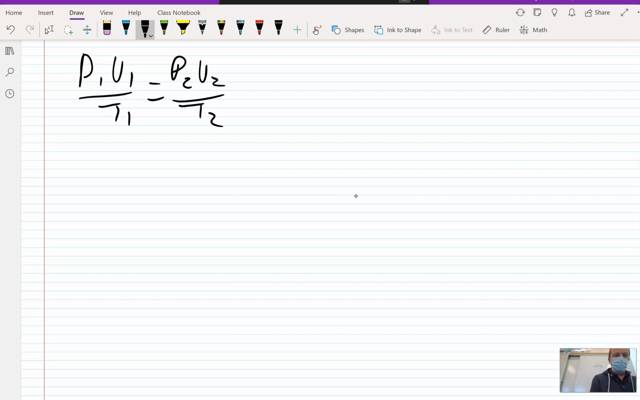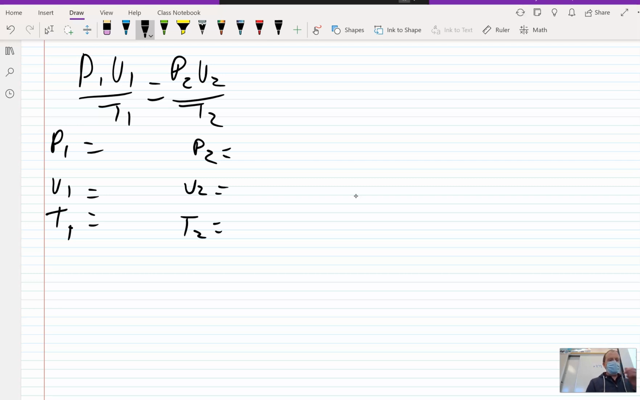There's 6 variables. Sometimes with the combined gas law, it might be a good idea to line out the variables before you start. You can do this on the other ones too if you find it helpful, but I like to line out the variables here, because there's more stuff to keep track of.